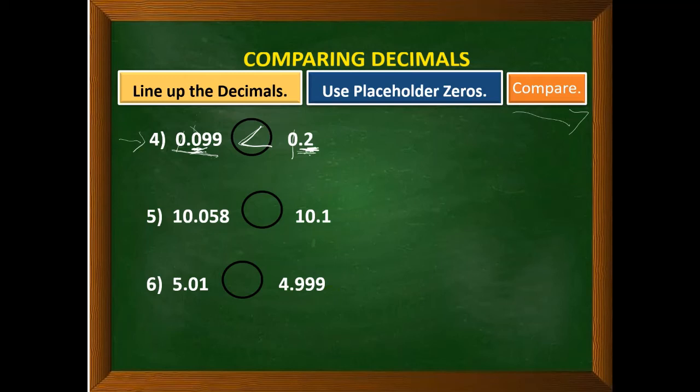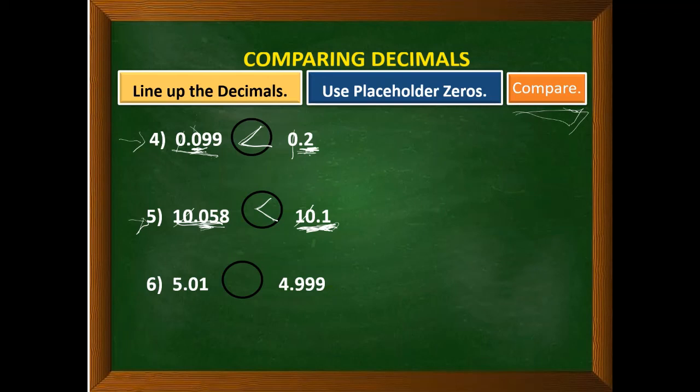Let's go to number 5. We have, again, let's compare from left to right. Let's compare the whole numbers first. So we have here 10 and 10. Same. Now let's proceed to the tenths place. We have 0 and 1. Which is greater, 0 or 1? Yes, that's right, 1 is greater. Therefore, this is greater than this one. Let's put the comparison symbol. Let's read from left to right. So it's 10 and 58 thousandths is less than 10 and 1 tenth.